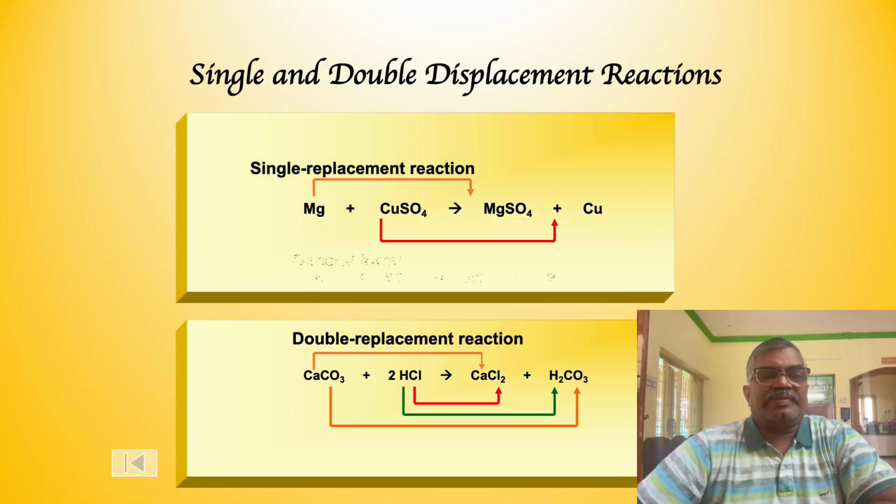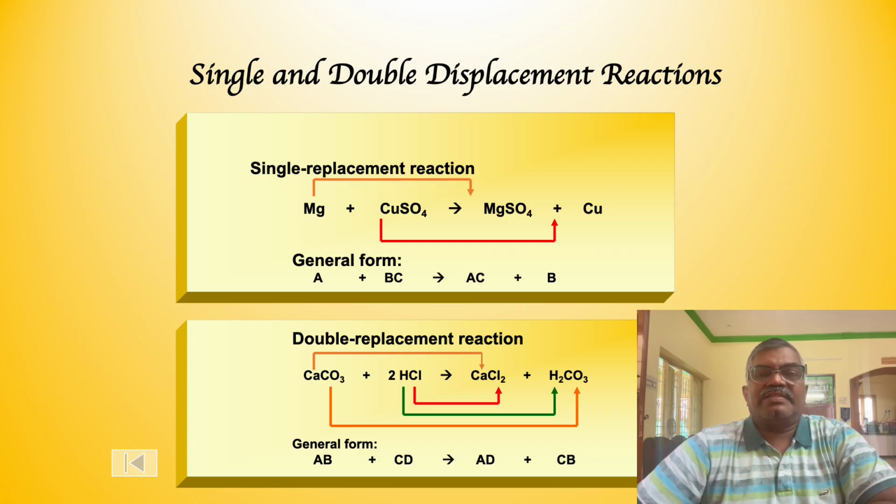I already told you we can classify displacement reactions as single displacement and double displacement reactions. For single displacement, one more example I want to explain. Magnesium reacts with copper sulfate to form magnesium sulfate and copper. Obviously, magnesium is more reactive than copper. So magnesium can easily displace copper from copper sulfate solution and become magnesium sulfate.